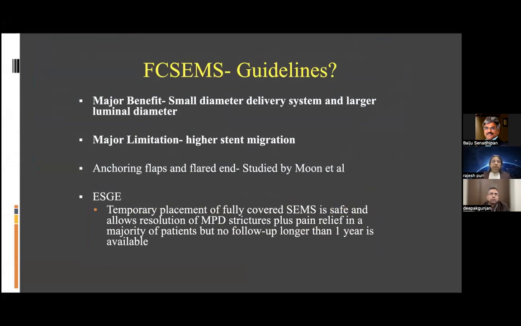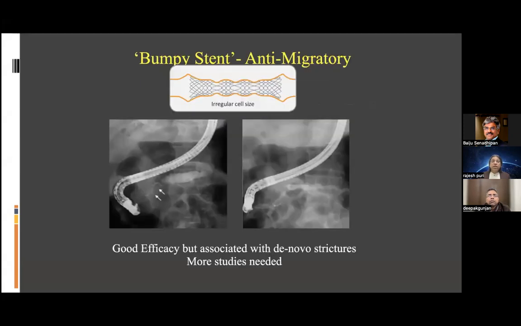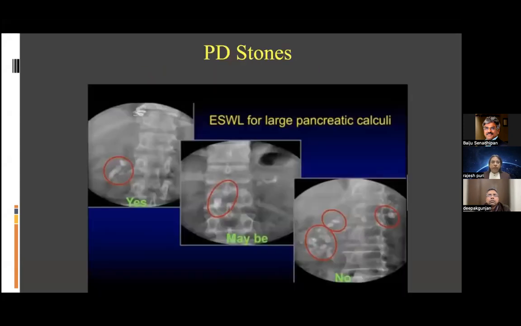But the major limitation of the fully covered stent is the high risk of migration. And there is a problem that these stents produce a stricture in the pancreatic duct because of constant irritation. So it is very important to use the fully covered stent judiciously. I think it is better to use multiple plastic stents rather than a fully covered metal stent. The bumpy stent, with anti-migratory properties, has been launched and shows good efficacy.